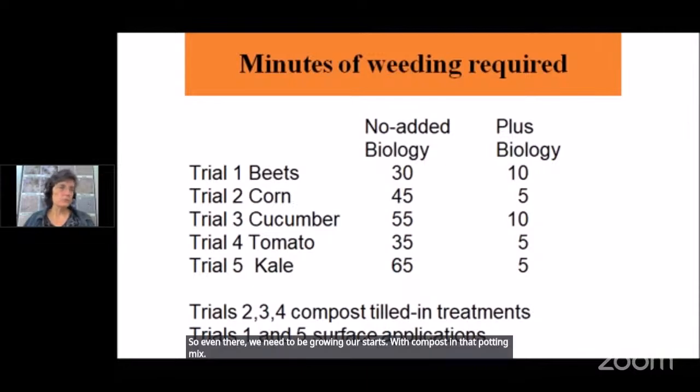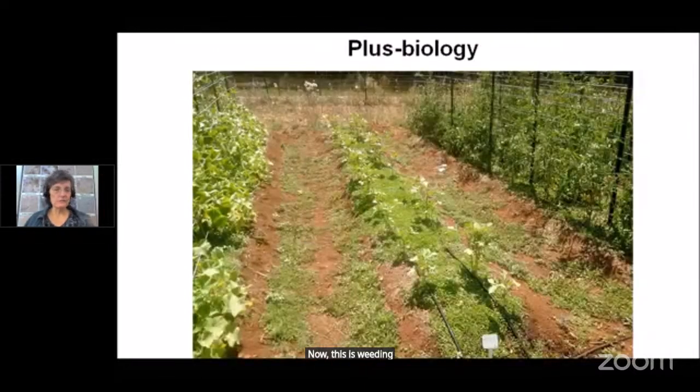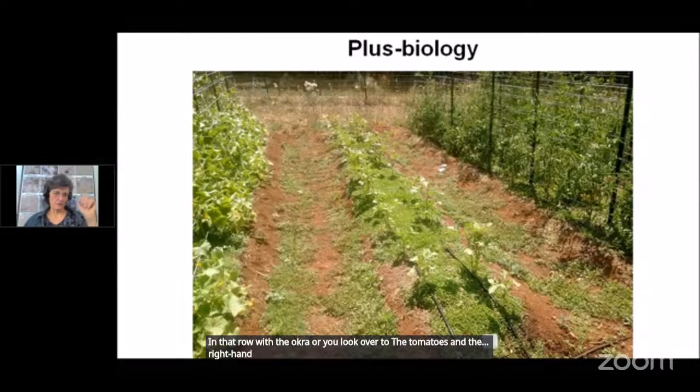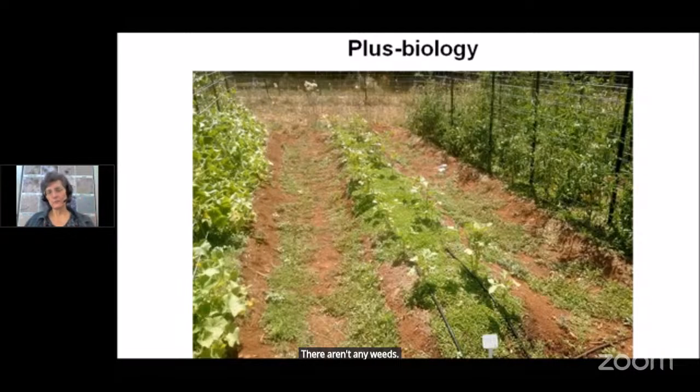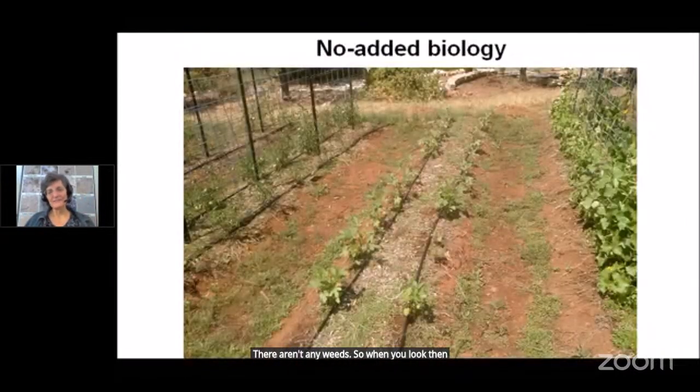So even there, we need to be growing our starts with compost in that potting mix. Now, is weeding required? You'll notice there are very few weeds in that row with the okra, or you look over to the tomatoes on the right-hand side and the cucumbers on the left-hand side, I believe. There aren't any weeds. So when you look then at the no added biology, there are weeds over there, and you can see them, and we're going to have to go in and pull them.